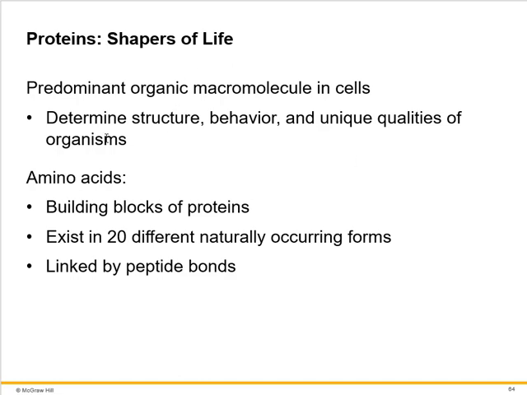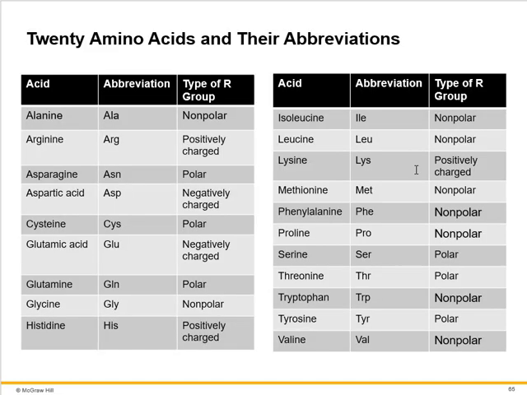So proteins are the shapers of life. Again, their particular structure determines their behavior, the unique qualities of organisms, and so that is one of the predominant macromolecules in cells. The amino acids are the building blocks, the monomers, and there's 20 different amino acids that are naturally occurring, and they're linked by peptide bonds. So here are the 20 amino acids by their abbreviations. They have the 3-letter abbreviations, and some of them, just to save room in the computers, they have given them a letter of the alphabet since there's 20 of them.